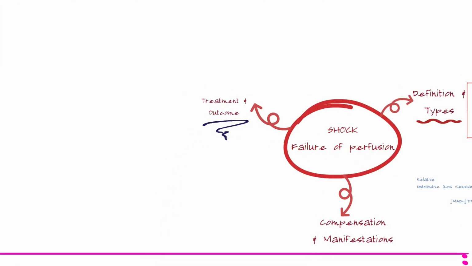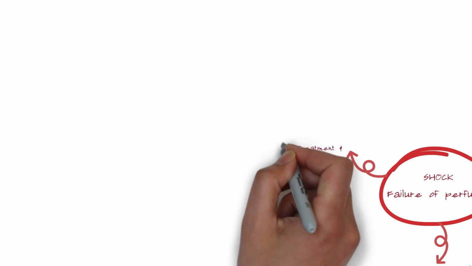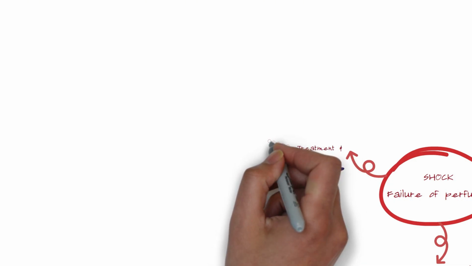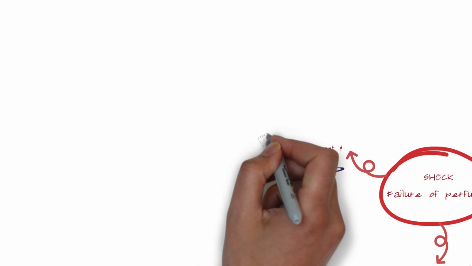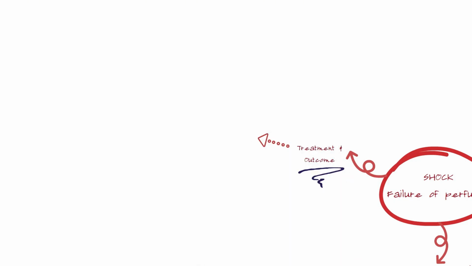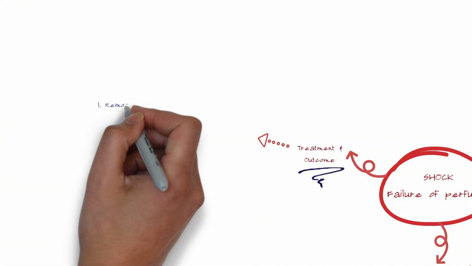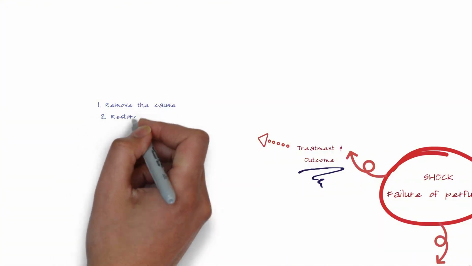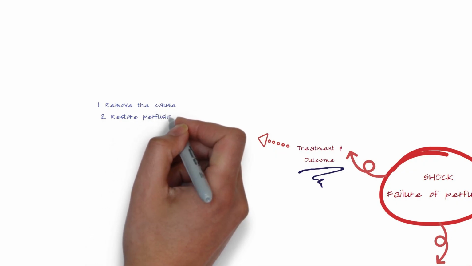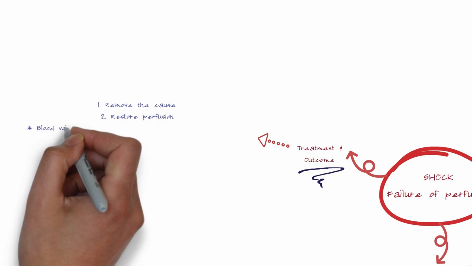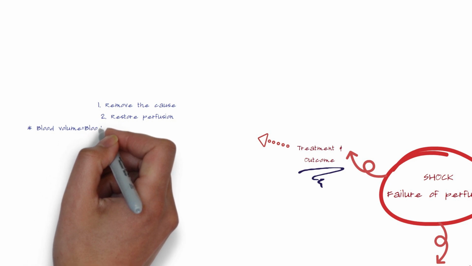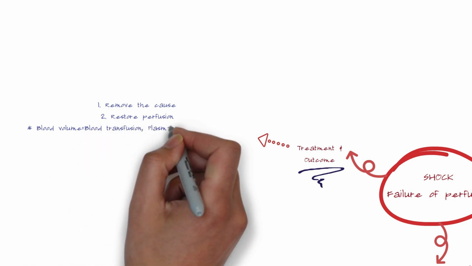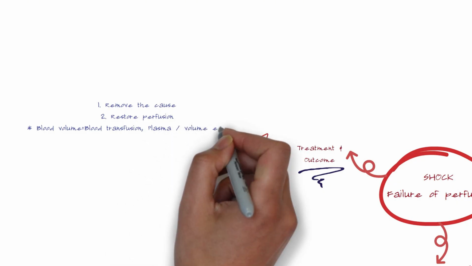Now, what about the treatment and the outcome of the shock? For the treatment, the aims here are two: remove the cause and restore adequate tissue perfusion. How are we restoring the perfusion? Either restoring the volume by transfusion, from whole blood, plasma, or a volume expander. So just improve the circulatory volume to improve the venous return.